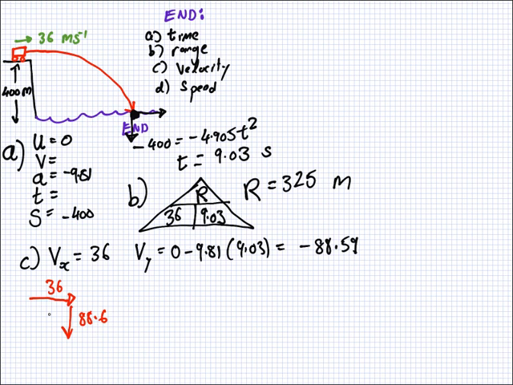That's the velocity. You have a choice. If I say what's the velocity, you can give me the horizontal and the vertical, or you can give me the magnitude and direction. But for the last part D, we need the speed, which is square root 36 squared plus 88.6 squared, which equals 95.63.